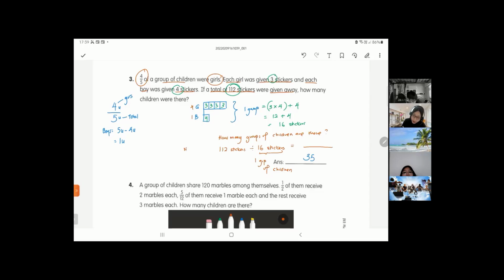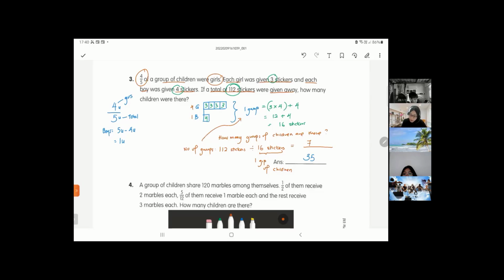This is number of groups. What are the groups? Such as this. Okay, we're looking for that. How many sets of this model? How many sets of this model do we have when I give away 112 stickers? This is what I'm looking for. Okay. So when I divide, I'm going to get 7. There are 7 groups of this. So if you want to, you can repeat the model 7 times. 1, 2, 3, 4, 5, 6, 7.